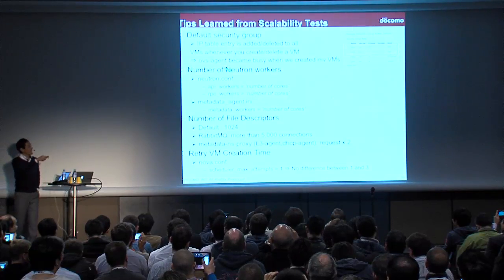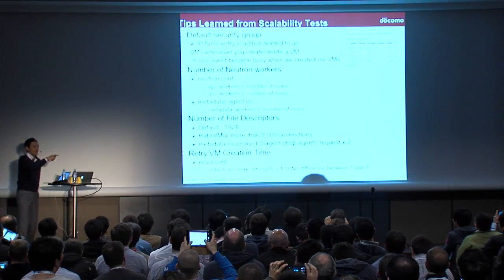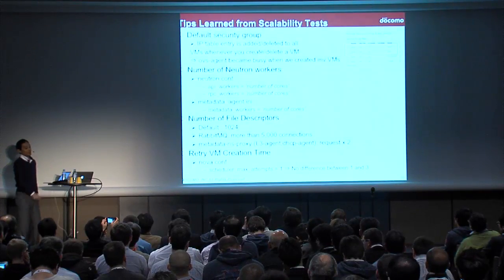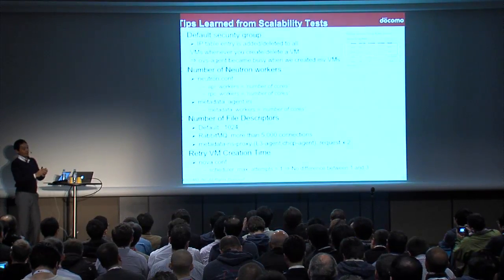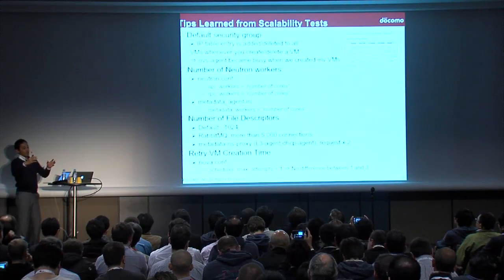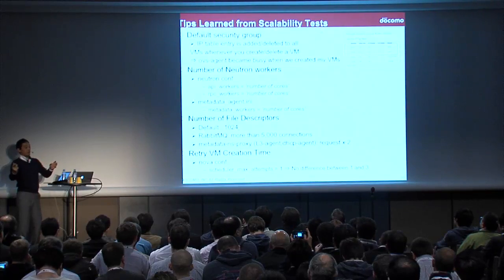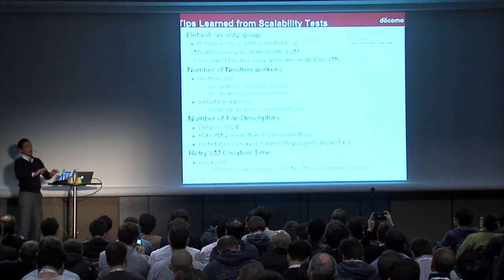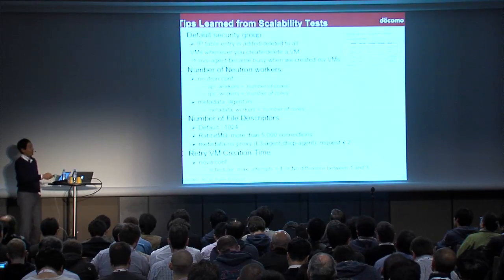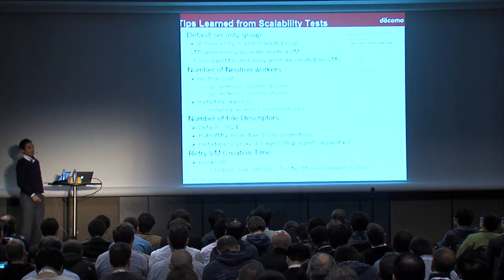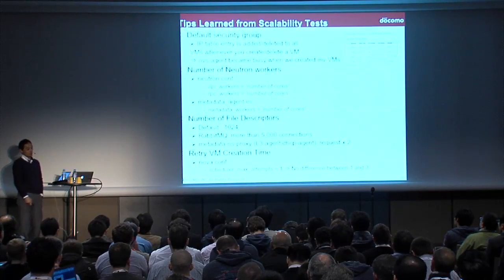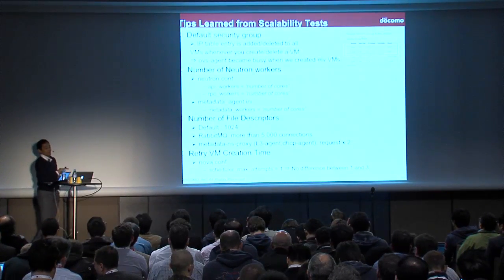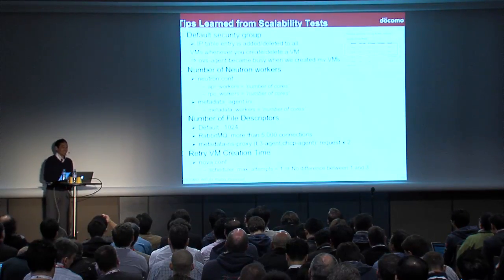So the important thing, this first one, is maybe famous, but I need to be clear. If you create a security group, then the default security group is created. If there are 100 servers sharing the one default security group, and you create a new VM, then this VM's entry is created on all 100 nodes. So if you share the default security group, the OVS agent becomes stuck easily. So if you want to do a scalability test, you should delete the default rule from the security group. This is very important. We spent like one week finding out the problem, actually.